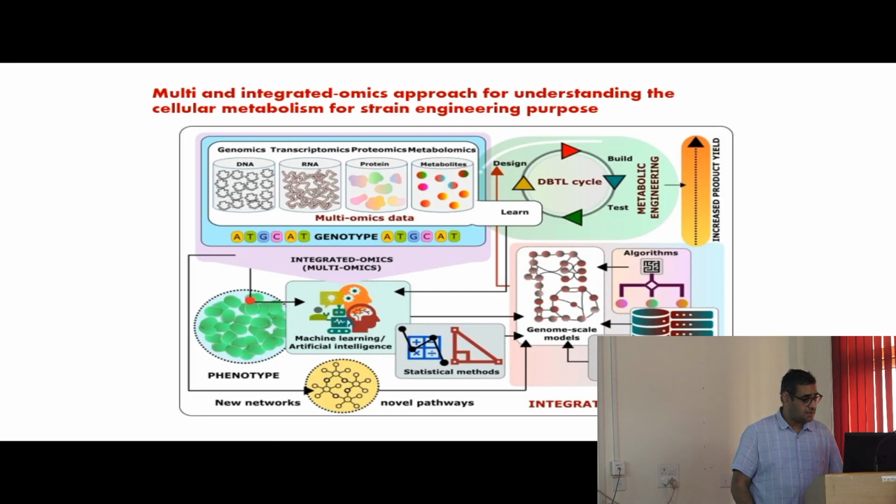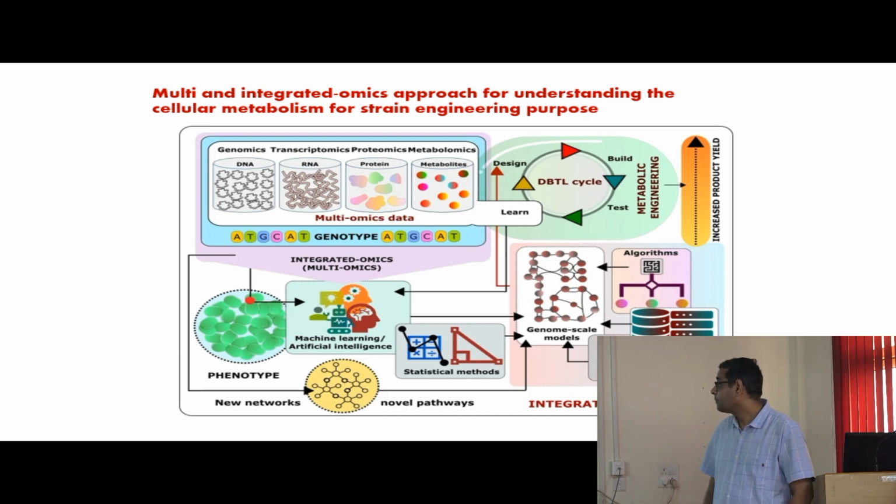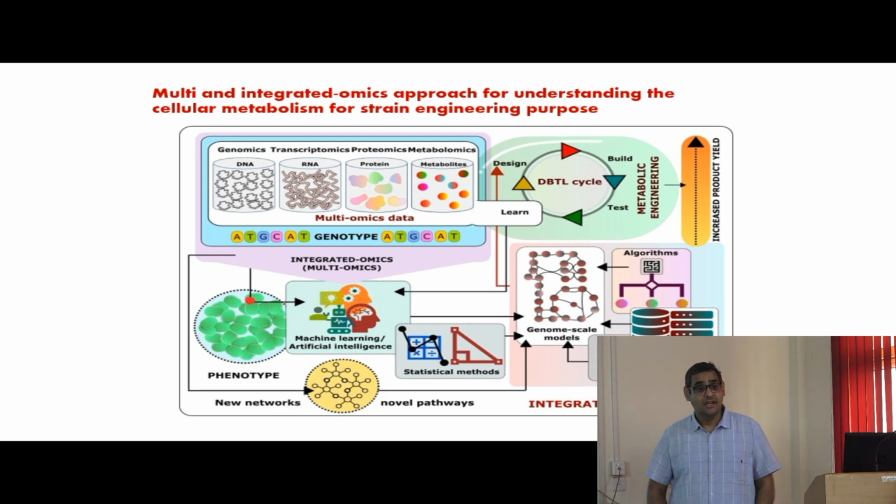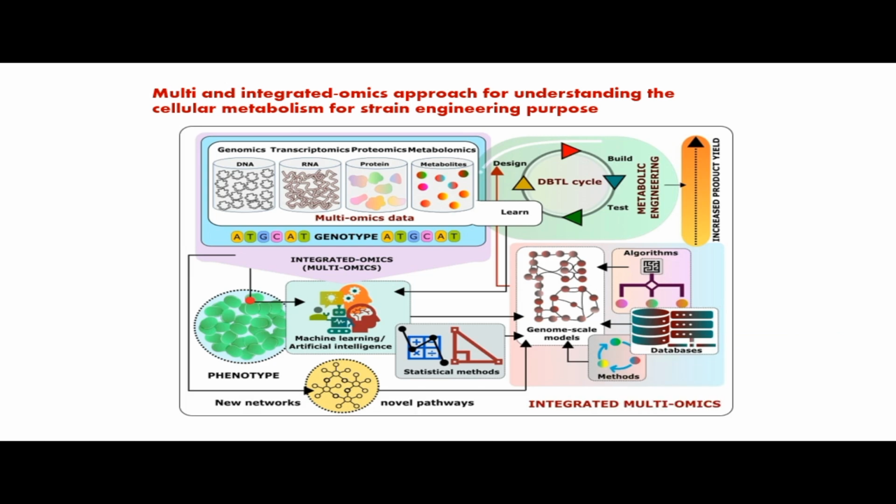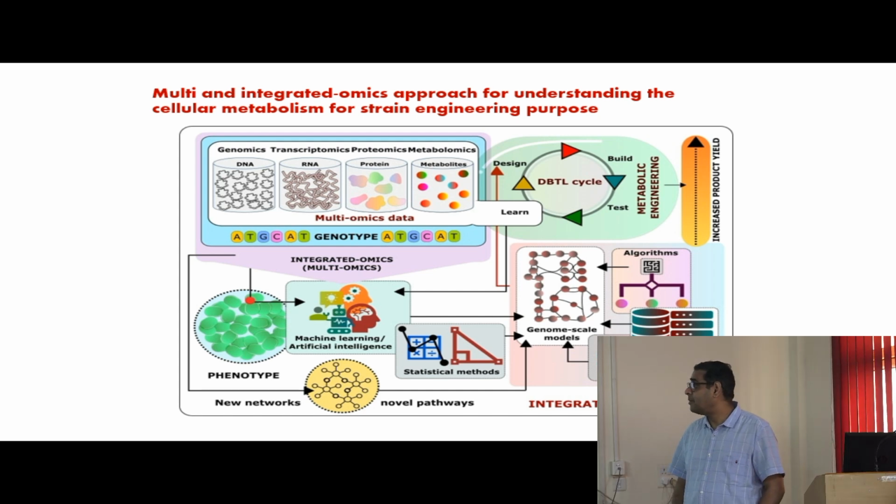Going further, this approach is explained more in this slide. This also we have published recently. This is a multi and integrated omics approach for understanding the cellular metabolism for strain engineering. Whatever we are targeting, diseases or what type of pathogen, we do not have any idea about cellular metabolism. We don't go beyond the normal reading. So why don't we see the multi-omics data?